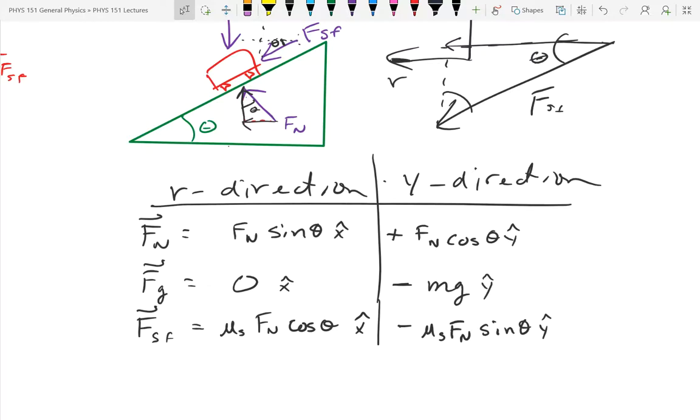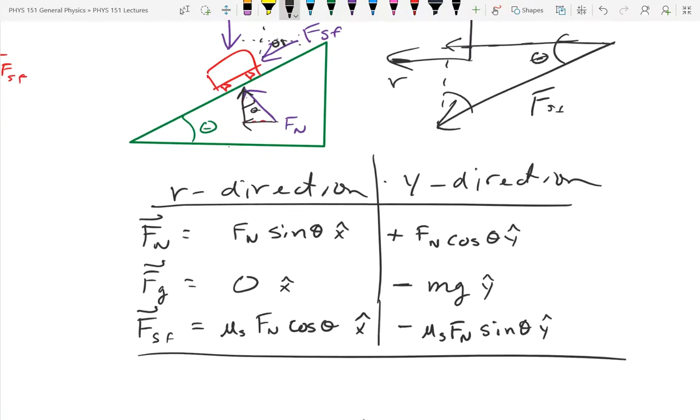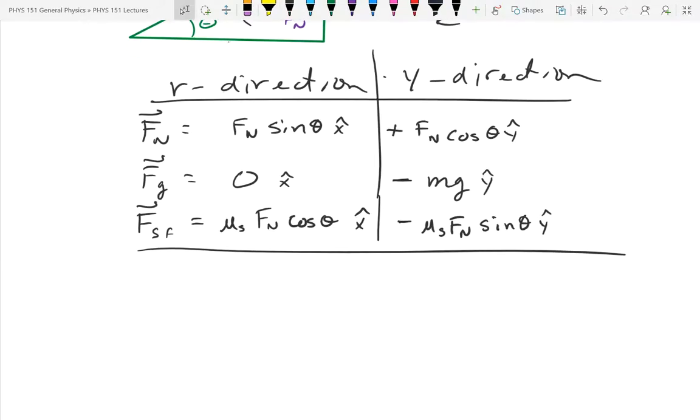So there I've broken each of my forces up into its components. Now technically the force of static friction is less than or equal to that, but I'm looking for the limit. And so since I'm looking for the limit, I'm going to change that less than or equal to an equal sign. I have the x or the radial and the y direction. I now will apply my Newton's second law in both directions.